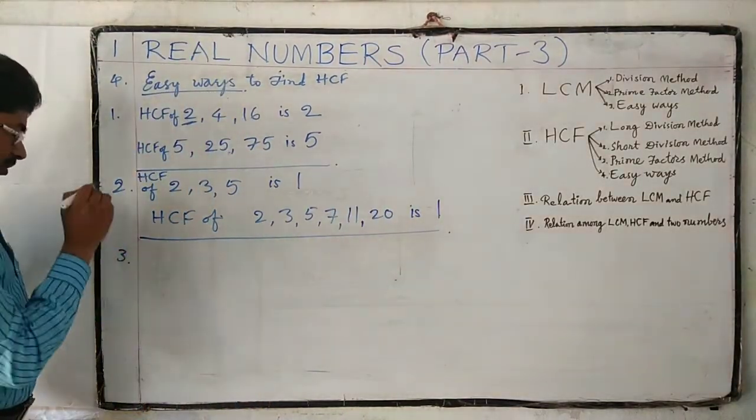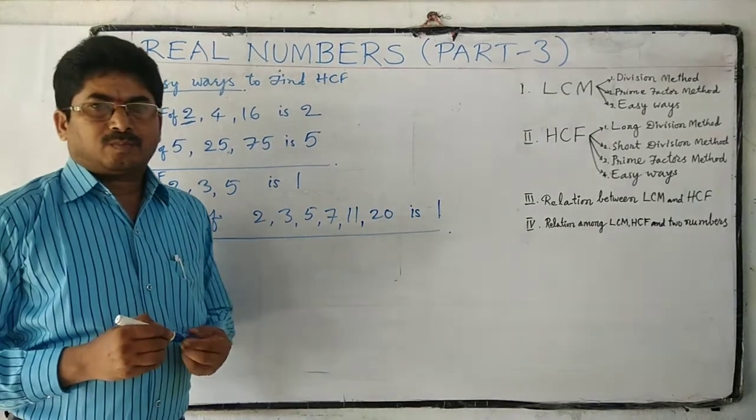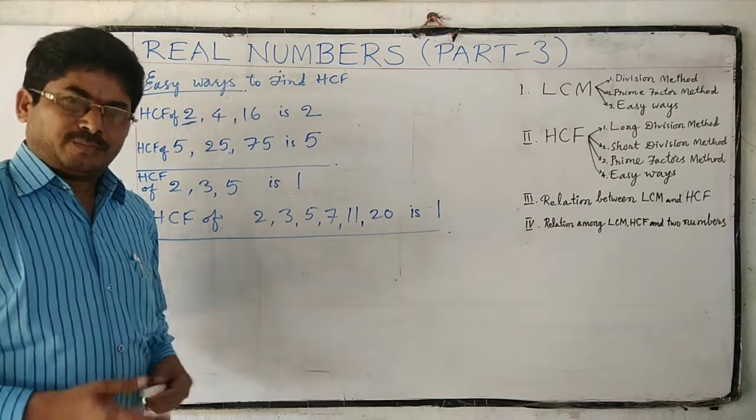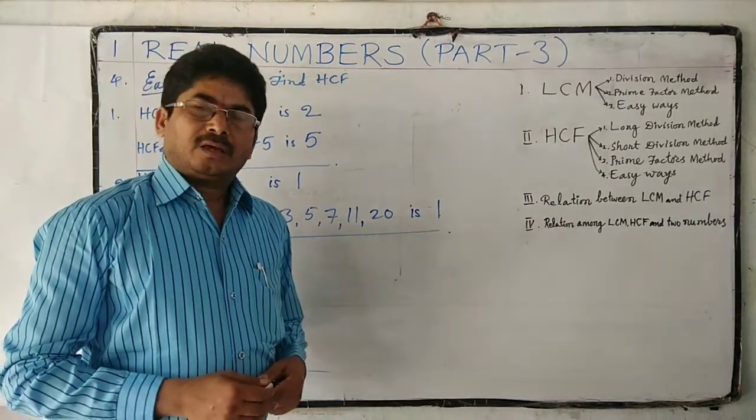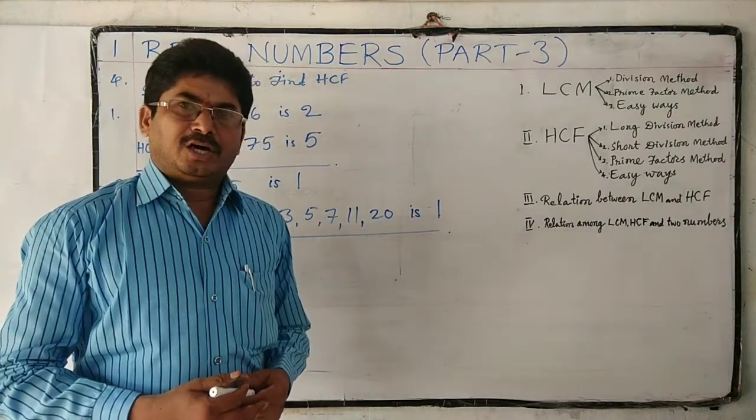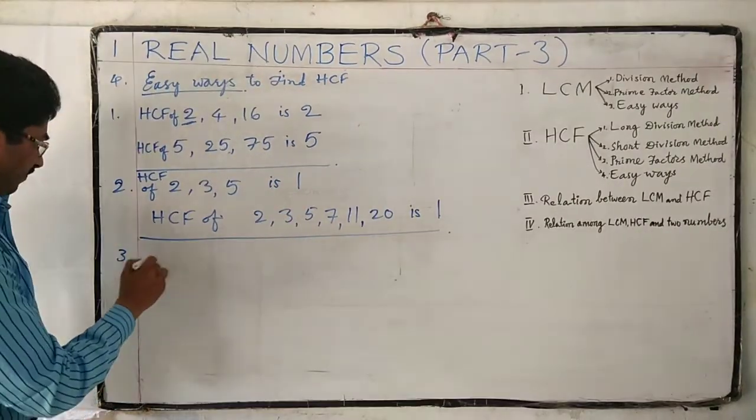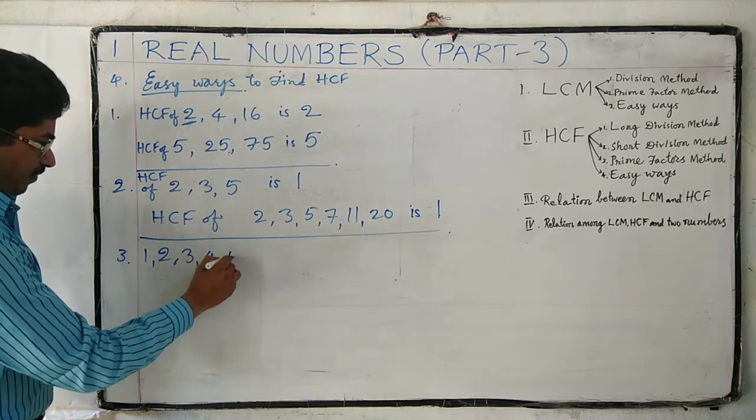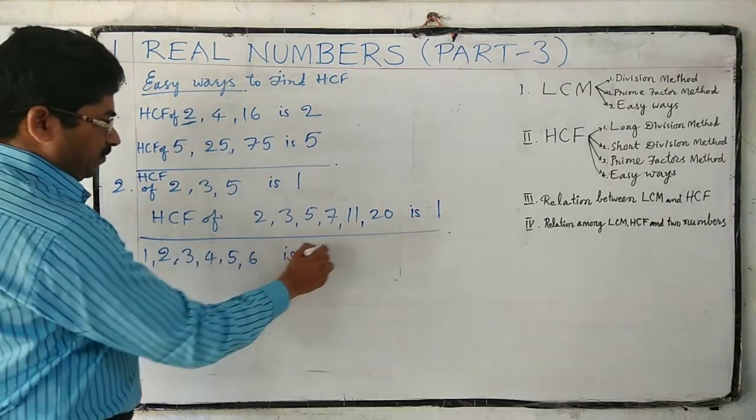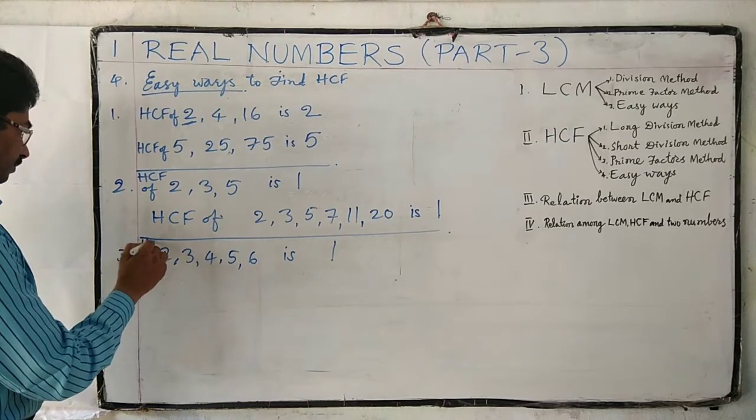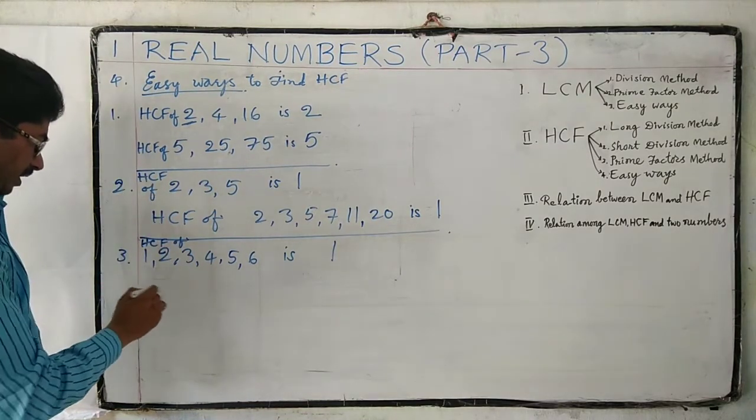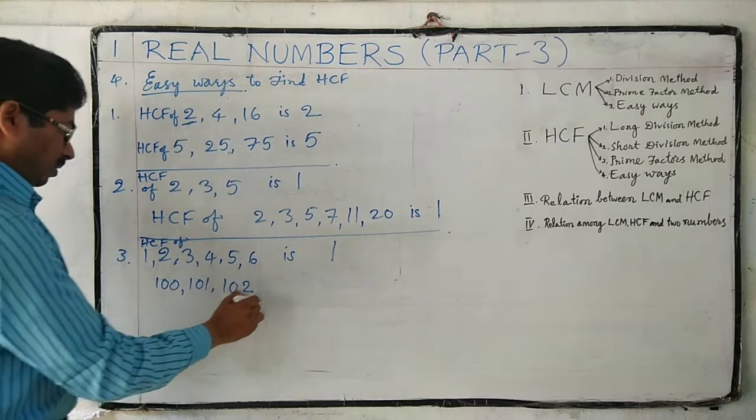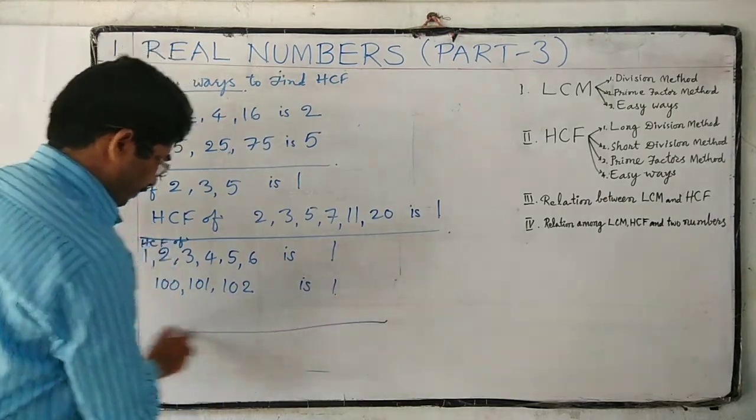Next, third easy way. HCF of any number of successive numbers is always 1. HCF of 1, 2, 3, 4, 5, 6 is 1 only. HCF of 100, 101, 102 is also 1 only.